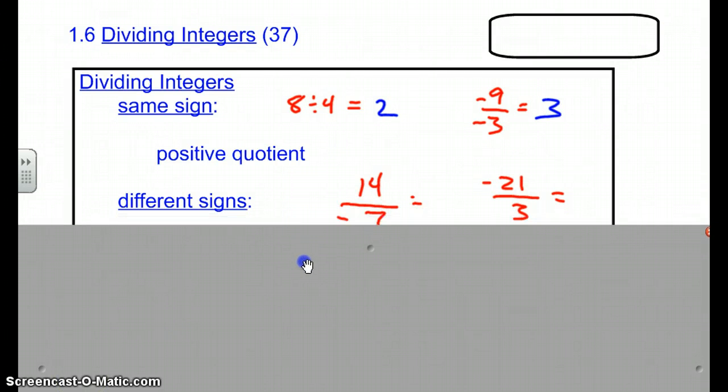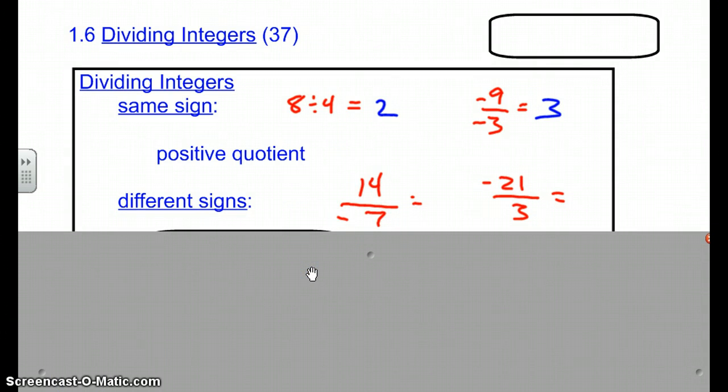Okay, so how about different signs? Let's try this. We'll do the same thing. We'll try it and we'll check it, and then we'll know for sure what's going on when we have different signs in our division. Okay? So here we have 2 division expressions. Notice that the further you get in math, the more often you see division written as a fraction, and we don't see the little division symbol as often. You may see it, but not as often. Fractions are what we'll see.